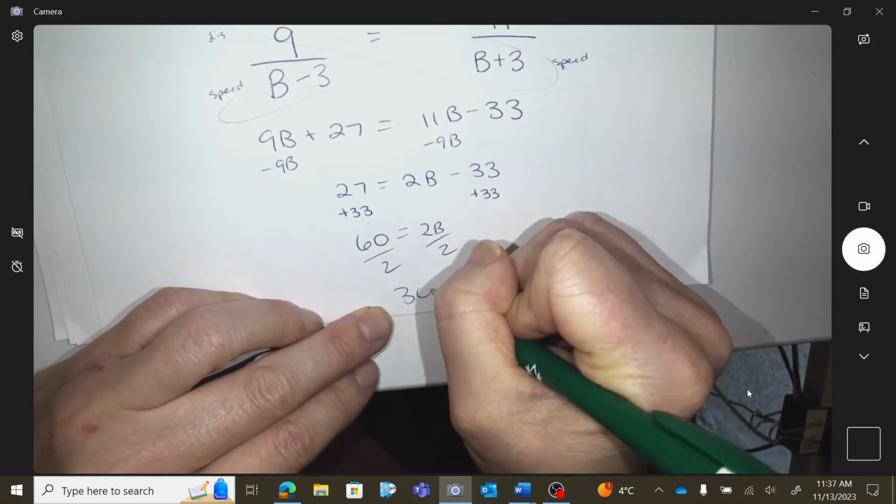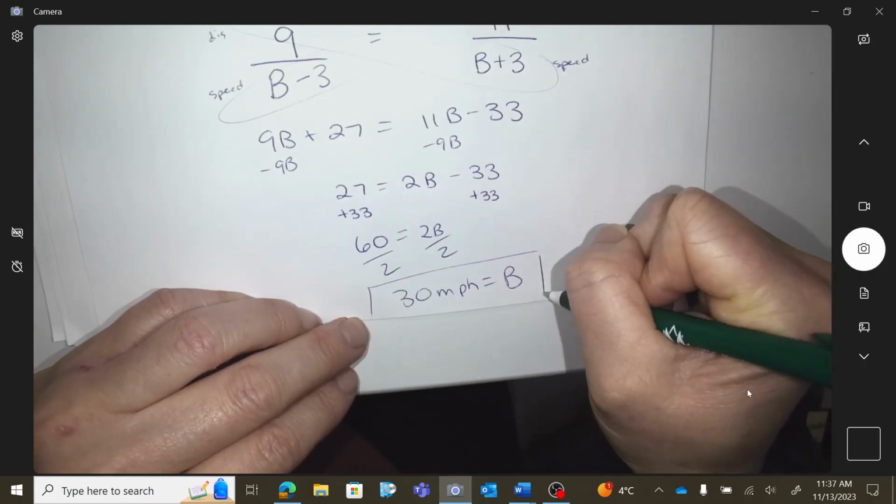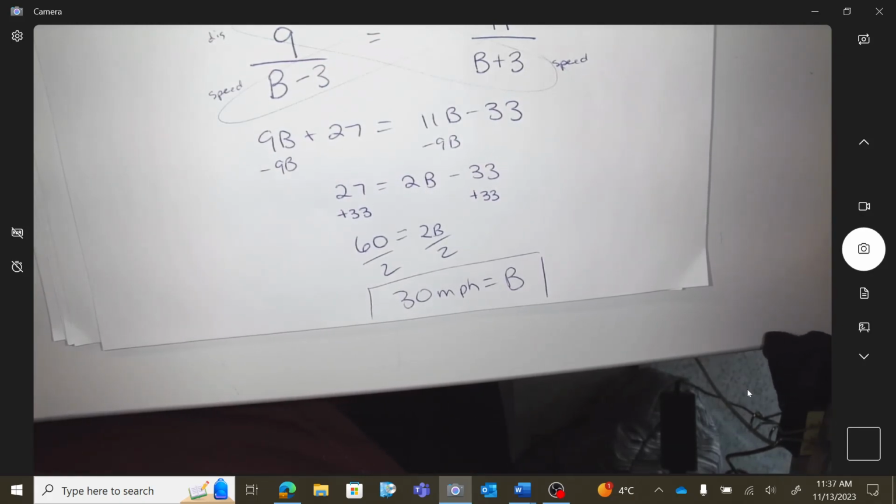Keep going on your own. Algebra: isolate, collect, divide. And this is what we're finding, the speed of a boat. So give me some units and ask yourself, does your answer seem reasonable?